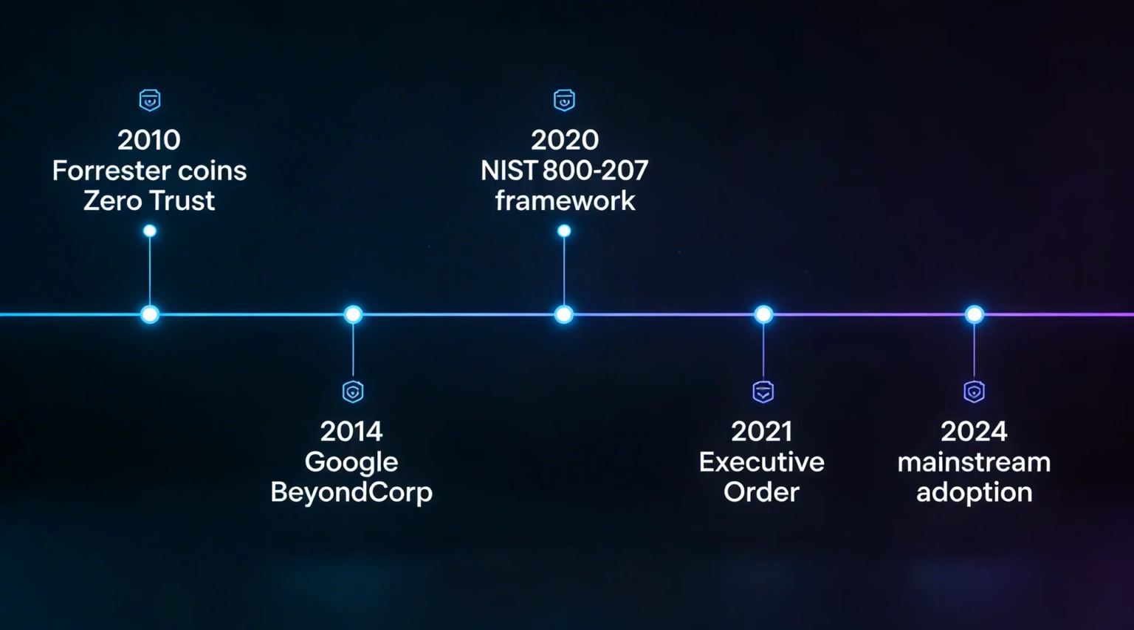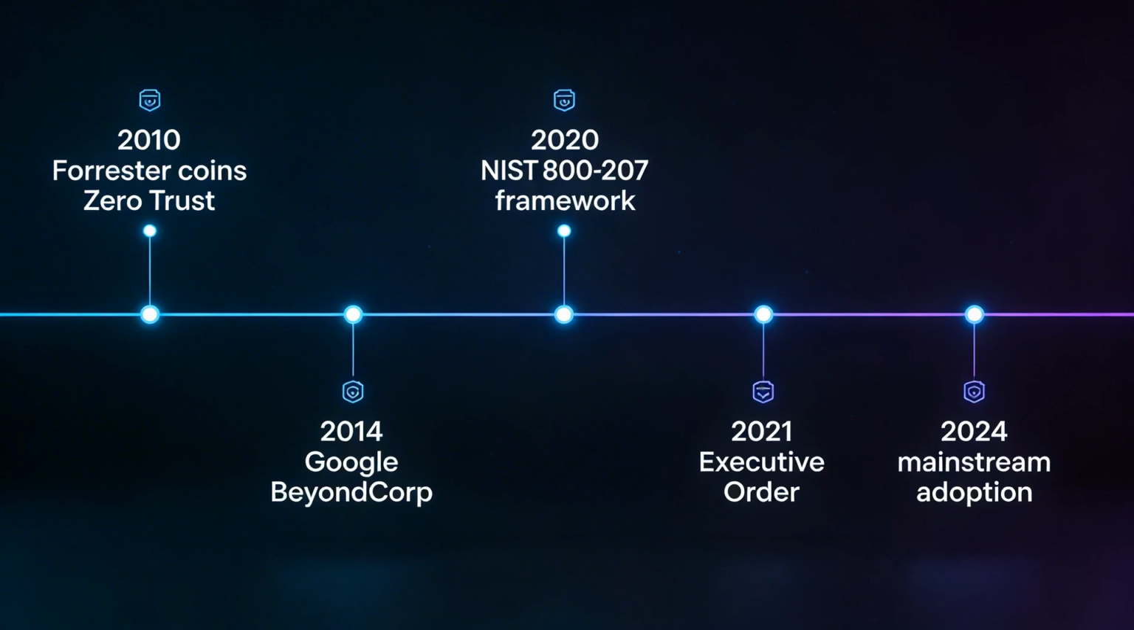Zero trust isn't new. The term was coined by Forrester Research analyst John Kindervag back in 2010, but it took years for the industry to catch up. Google was one of the first major companies to implement it internally with their BeyondCorp initiative starting in 2014. Google eliminated their corporate VPN entirely. Every employee accesses internal apps through the same internet as everyone else, but every request is verified based on identity and device posture.